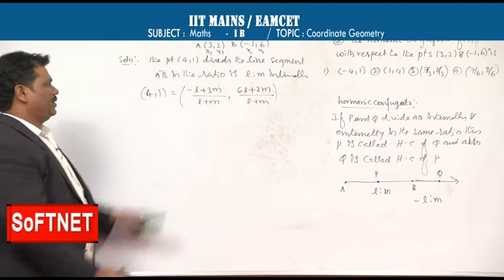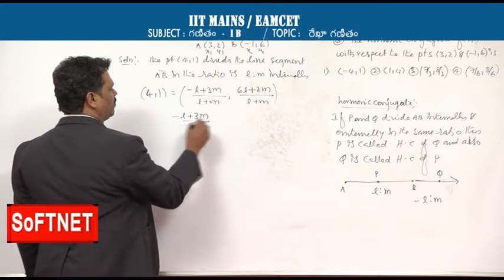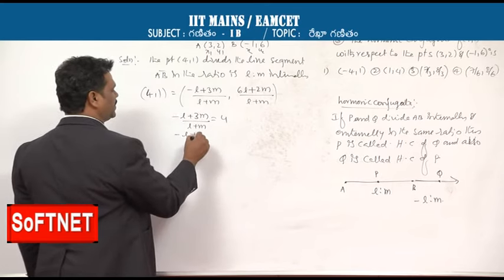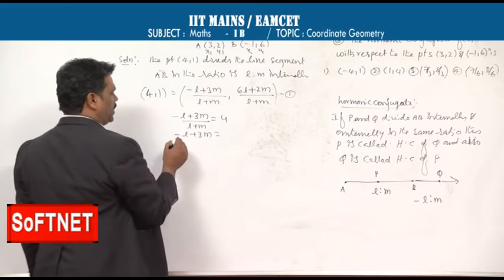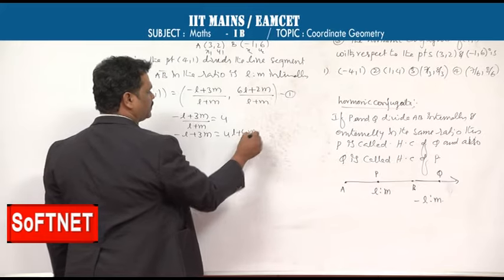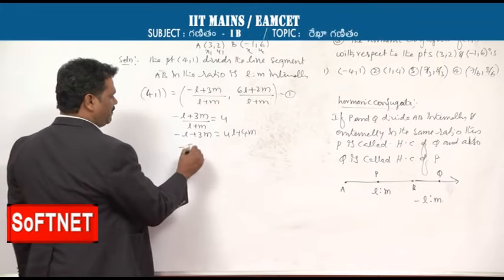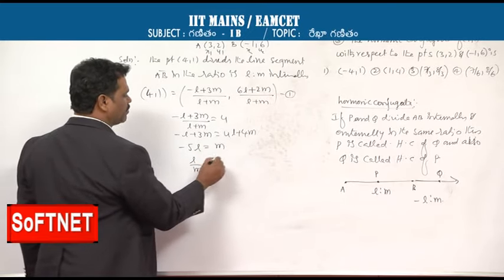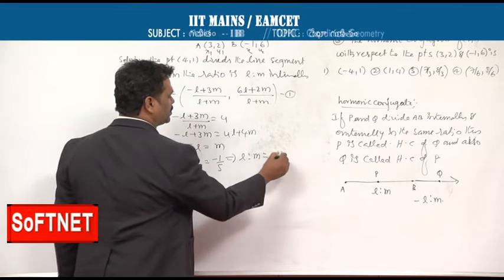Equating x coordinates and y coordinates, taking any one: (-L + 3M)/(L + M) is equal to 4. So -L + 3M equals 4L + 4M, this is equation number 1, and here we get -5L equal to M. So L by M is equal to -1 by 5. Therefore L is to M is equal to -1 is to 5.